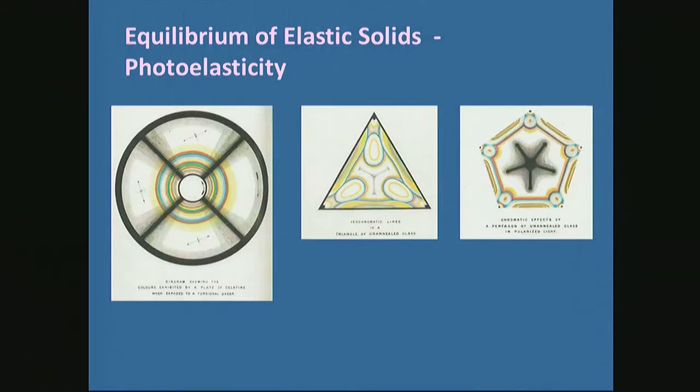a phenomenon observed by David Brewster earlier in the century, where if you pass polarized light through what's called a birefringent material, you get these patterns which represent strain. They didn't know exactly what it was at the beginning, but it represents strain. And using that, you can see here, he gets the stress or strain pattern for torsion.